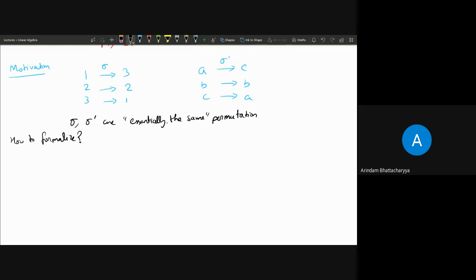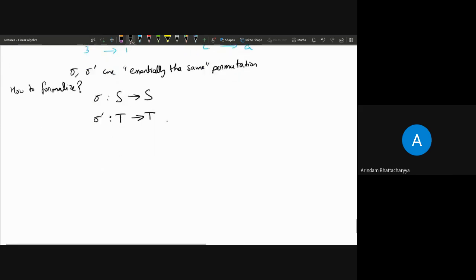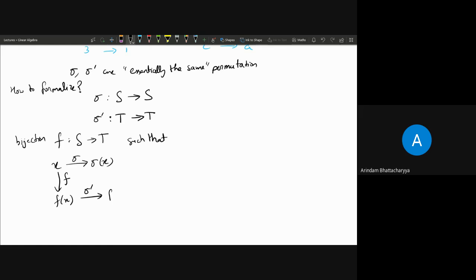In general, let's say sigma is a map from S to S, and sigma dash is a map from T to T. What we are looking for is a bijection F from S to T such that x goes to sigma of x, and the image of it under F, which is F of x, sigma dash takes F of x to F of sigma of x, right?